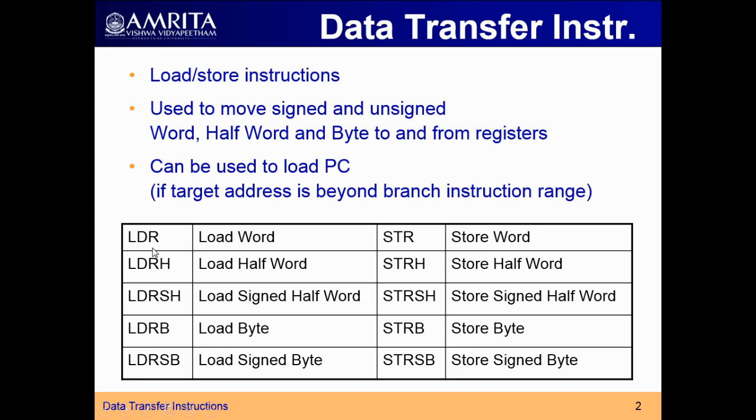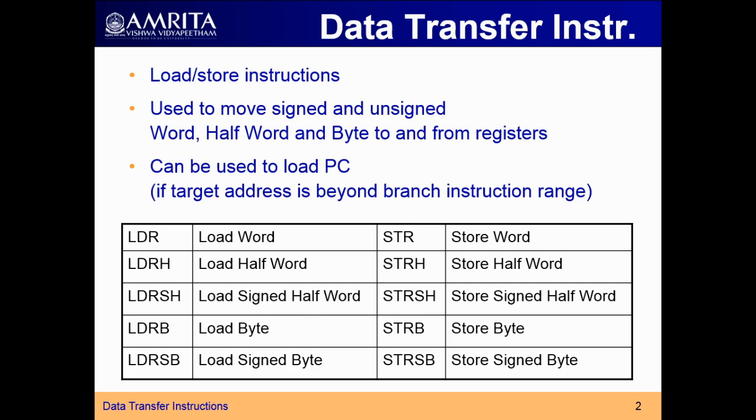Now we will see what are the basic types of data transfer instruction. Basically, data transfer instructions are used for transferring word. Those instructions are LDR and STR. Similarly, they are used for transferring half word, that is LDRH and STRH. Then for transferring signed half word, LDRSH and STRSH. It is also used for transferring byte of data, that is LDRB, STRB, LDRSB and STRSB. So these are the different types of data transfer instruction.